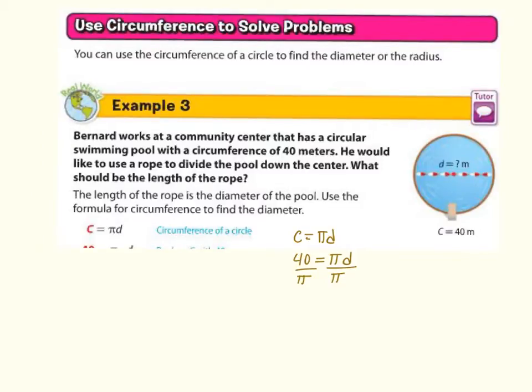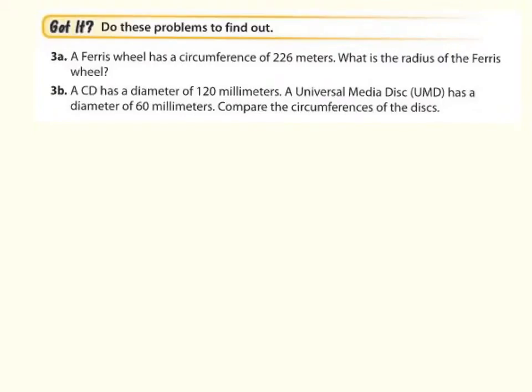So let's round to the nearest tenths here, and we're going to get our diameter as 12.7 meters. So that would be the length of the rope across the pool. For 3A and 3B, let's try and draw a picture so we make sure that we don't make any errors, as well as writing down the formula.